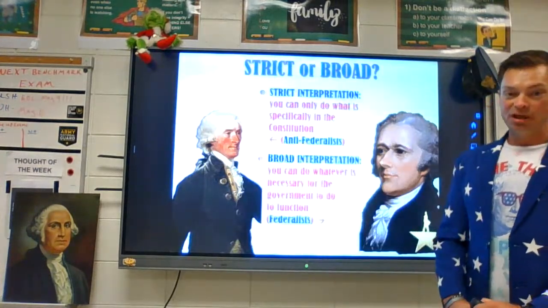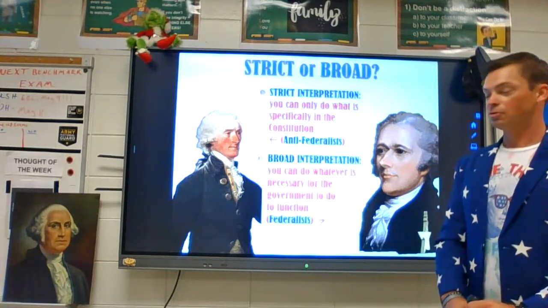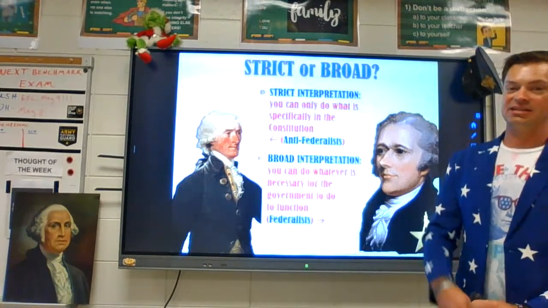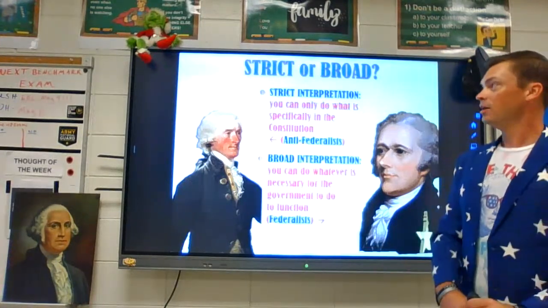Try to give it real simple here and try to sum up the two diverging thoughts. Again, I'm not going to call them political parties, but the Federalists versus Anti-Federalists are kind of an early division that will become political parties.